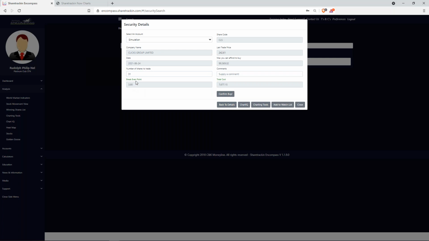It's going to give me my break-even point percentage of 3.9%, exactly the same as what we worked out on the investment calculator. And then what we also need to do is enter a comment: why are we buying the share? Now, as I said previously, you need to do either fundamental or technical analysis. Usually I prefer both, but in this case, we did more technical analysis than fundamental analysis.